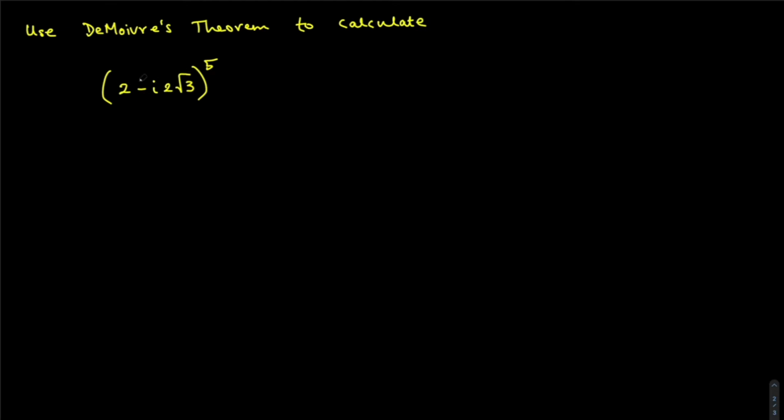So now, how do we start? Obviously, we're going to forget the power for now. Let's just look at 2 minus i times 2 root 3. How do we convert this to polar form? Obviously we need the modulus, right? So what is the modulus of z here?